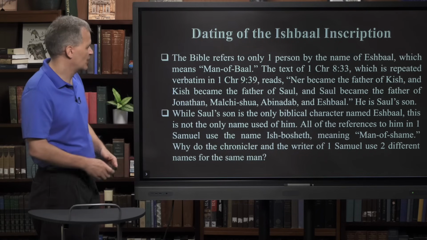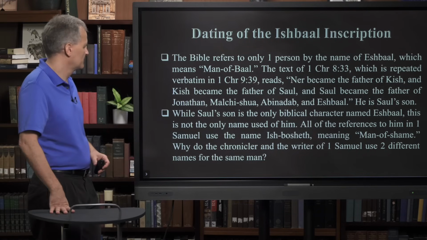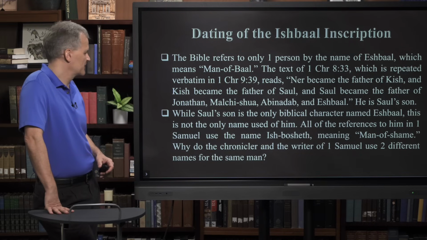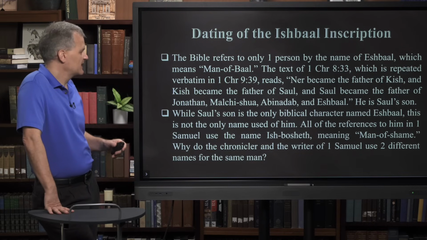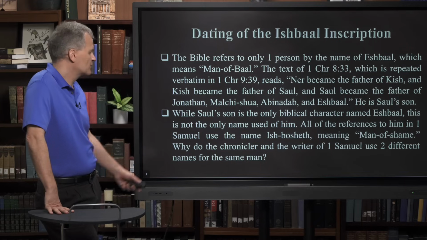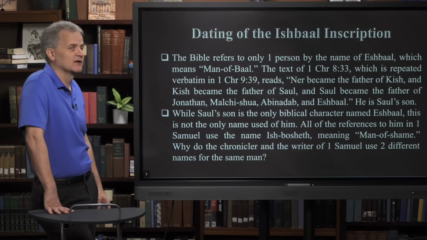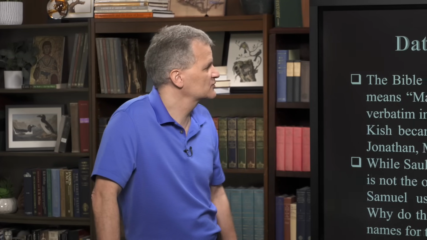While Saul's son is the only biblical character named Ishbaal, this is not the only name used of him. All of the references to him in 1 Samuel use the name Ishbosheth, meaning man of shame. Why do the chronicler and the writer of 1 Samuel use two different names for the same man? That's a very good question.